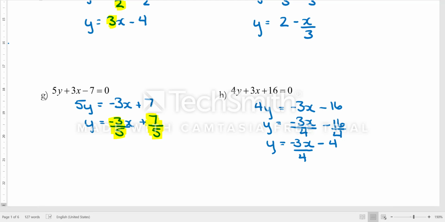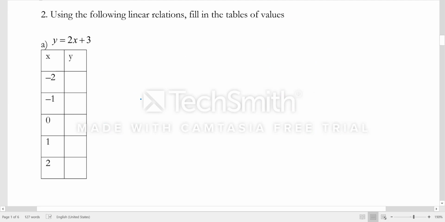Okay, so we're going to keep moving along down to the next part. We're going to talk about using linear relations. Just to get our vocabulary right here, this is called a linear relation, and we'll talk about why it's called linear a little bit later on. When we talk about a linear relation, it's an equation that looks like this. You have a y value on one side, you have an x multiplied by a number, and you have a constant by itself. All you're doing is substituting your x values into the equation and coming up with a y value.